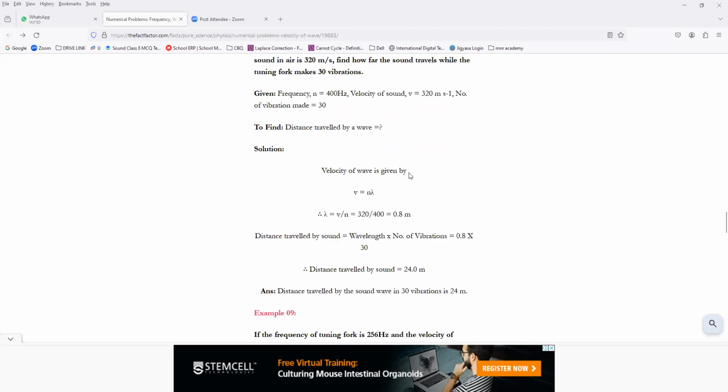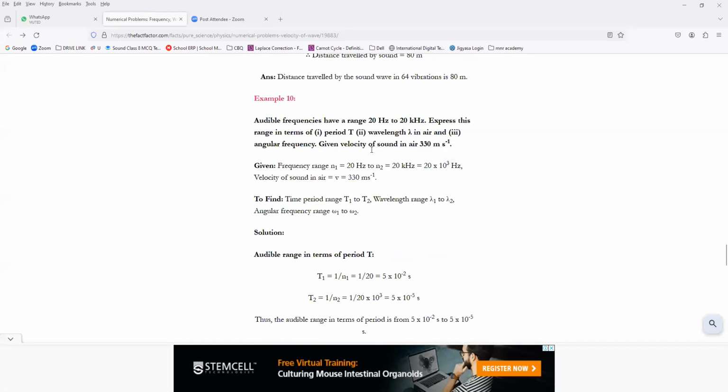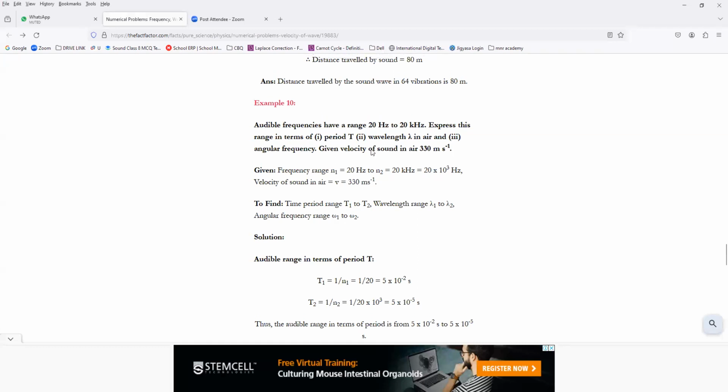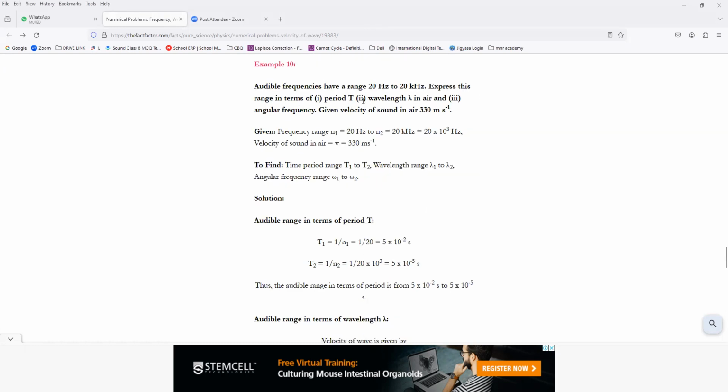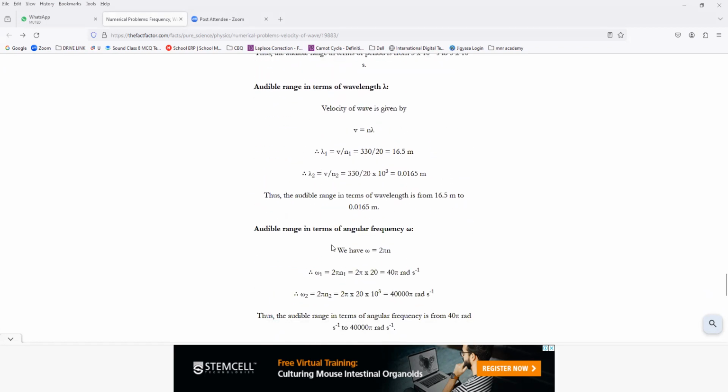Sir, can you teach me example 10, sir? Okay, what is example 10? Audible frequency has a range of 20 hertz to 20,000 hertz. Kilo means 1000, generally we studied, correct? The human audible range is how much? 20 to 20,000 hertz. Am I right or wrong? Now, express this range in terms of period, wavelength in air, and angular frequency. You do not have angular frequency, so you can avoid this question.